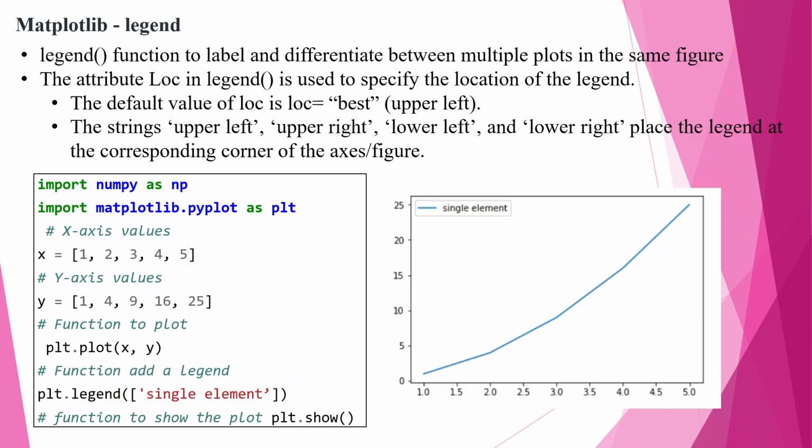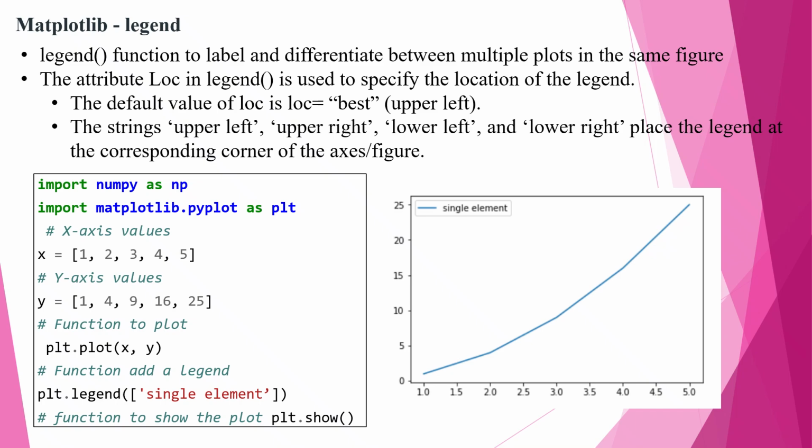This code demonstrates how to use a legend in a matplotlib plot to describe and differentiate data. First, data for the x-axis and y-axis is defined and the plot is created using plt.plot. The plt.legend function is then used to add a label to the plotted line, in this case a single element, which appears in the legend box.